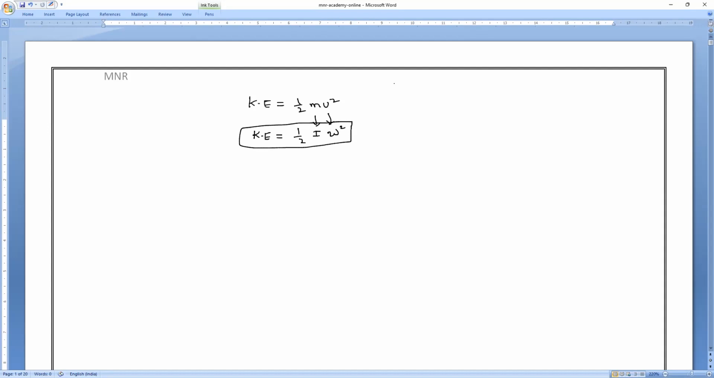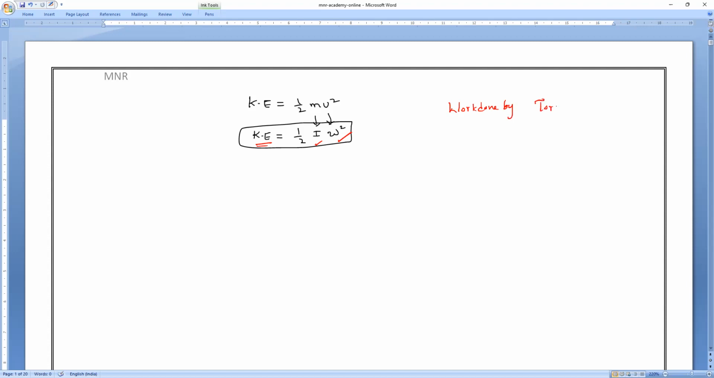Am I right, everybody? When the body is in rotating motion, the kinetic energy formula is half into I into omega square. I have taught you the proof for this derivation also. Correct? Now in the same way, when the body is in rotational motion, what is the work done by the torque?